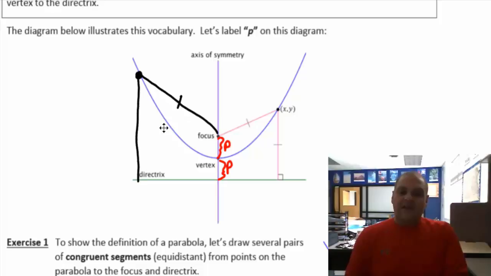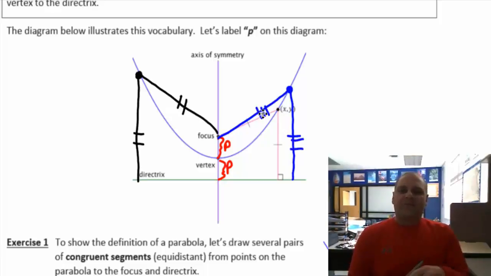See that? That is congruent to that. I'll pick another one. Pick a point right here, just for example. The distance from that point is the same to the focus as it is to the directrix. You can kind of tell that they're the same. I'll put 3 hash marks there.